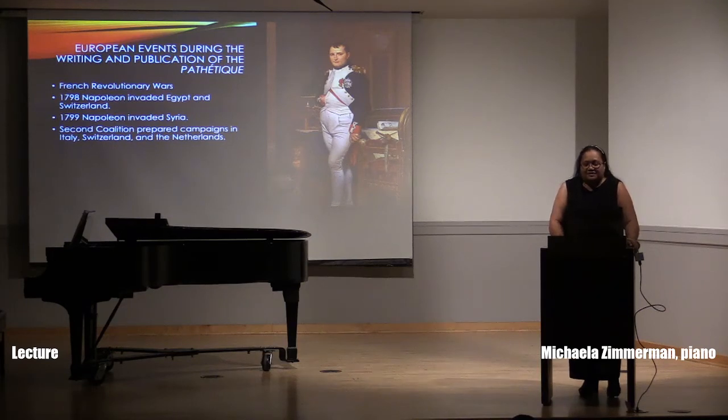The Second Coalition, which included Britain, Austria, Russia, the Ottoman Empire, Portugal, Naples, and various German monarchies, formed together to fight against Napoleon, and they prepared campaigns against Napoleon in Italy, Switzerland, and the Netherlands. In 1799, the French Revolution comes to an end.